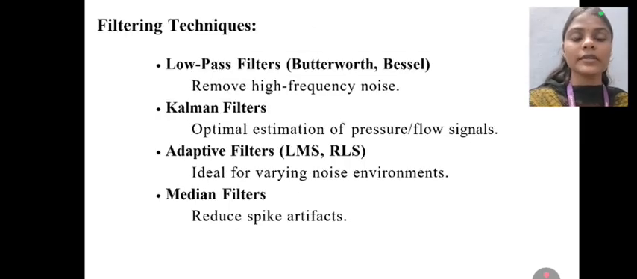The filtering techniques performed by the ventilator monitoring system include low pass filters, especially the Butterworth and Bessel forms, to remove high frequency noises from the sensors. The Kalman filters give optimal estimation of pressure and flow signals especially. Then the LMS adaptive filters are ideal for varying noise environments. And the median filter is used to reduce the spike artifacts from the machine.